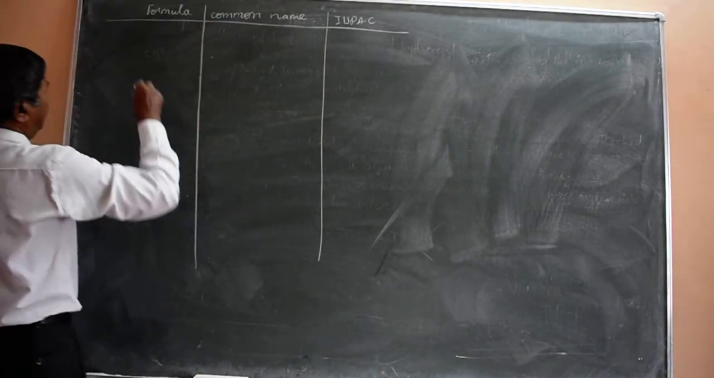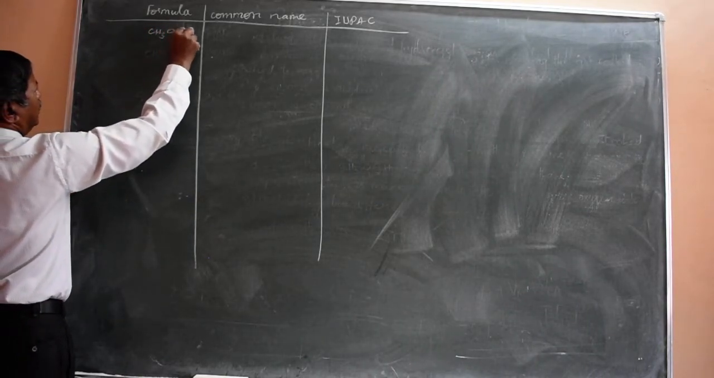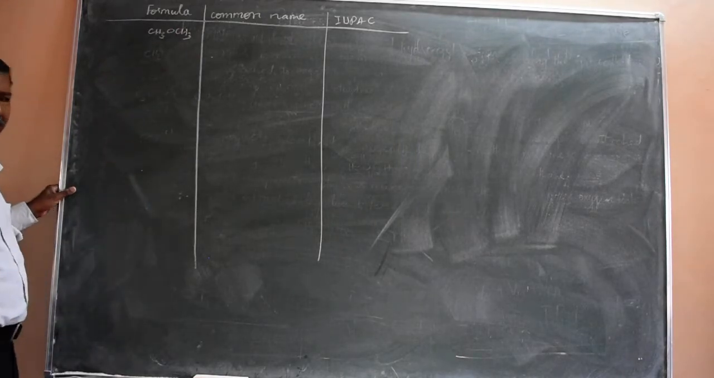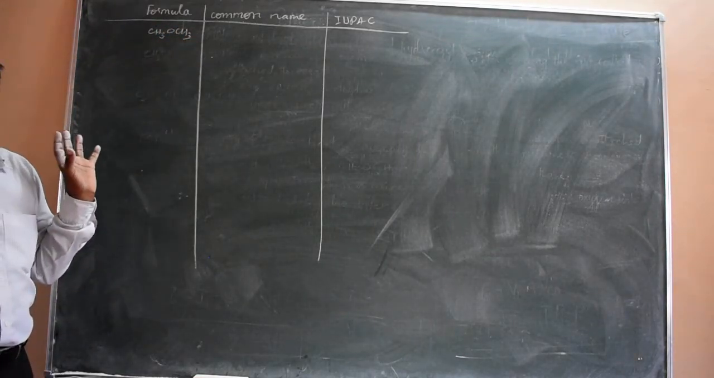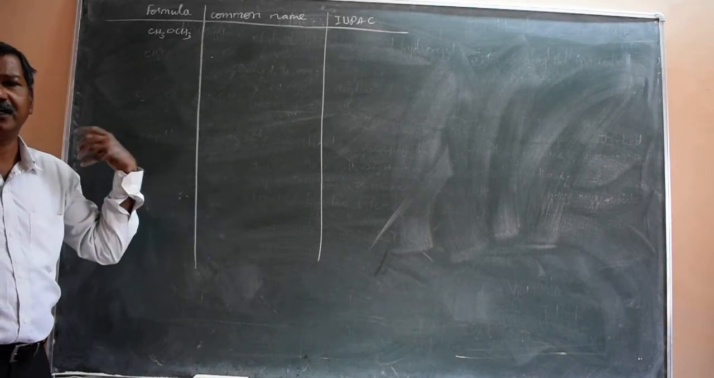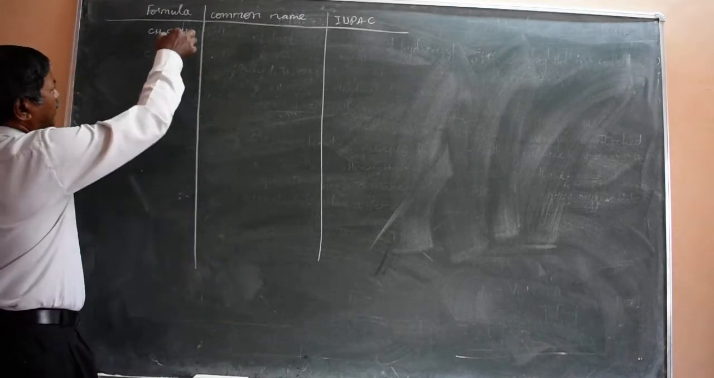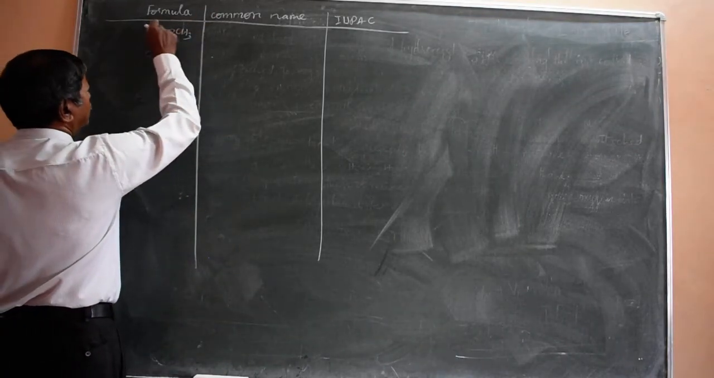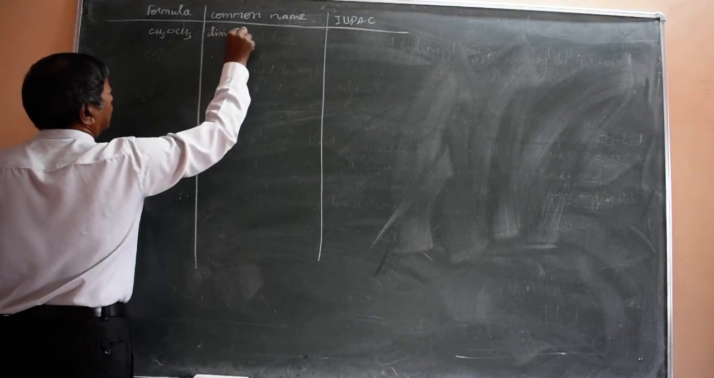Well, the first one is CH3OCH3. Already we studied this one. It is dimethyl ether. Common name is alkyl ether, dialkyl ether, or alkyl aryl ether. First you have to name the groups attached to oxygen; both are equal, so it is dimethyl.